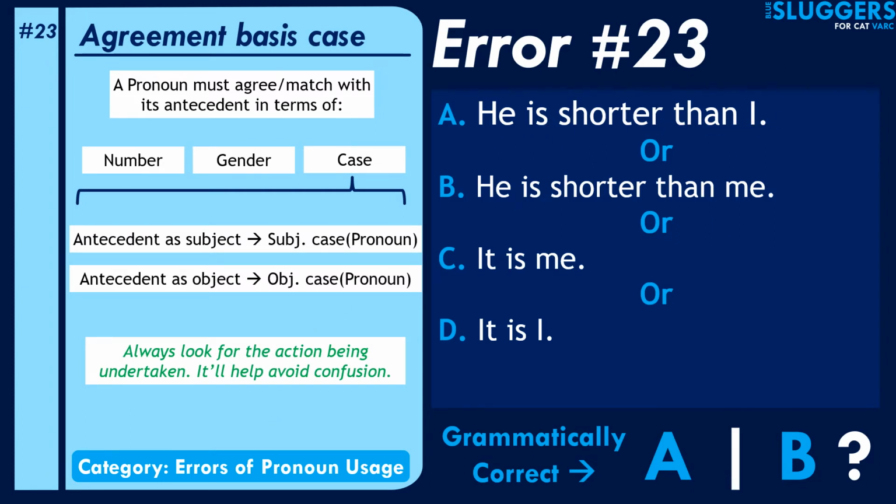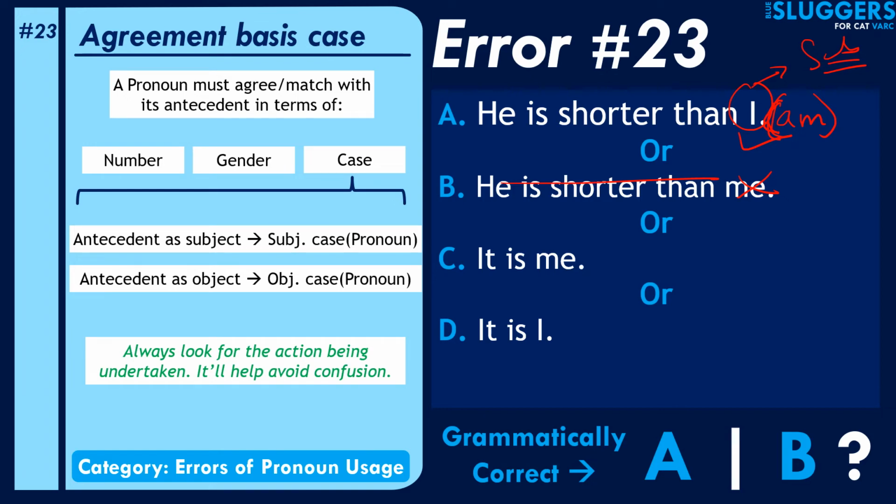See, in these cases, it is beneficial to understand that most of these sentences omit the part that is understood, and in this case the part that is understood is "I am." If you read "he's shorter than I am," it makes it clear that I is definitely the subject here. Because it's the subject, you cannot use "me" here, you have to use "I." So that's why it is always "he's shorter than I," "he's taller than I," or something like that, right? So this will be incorrect.